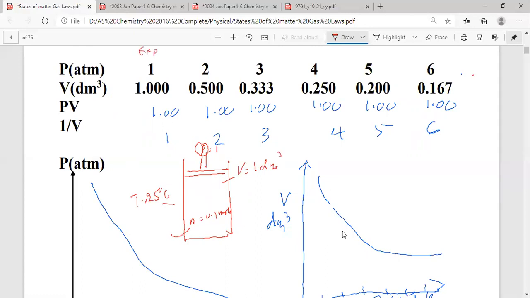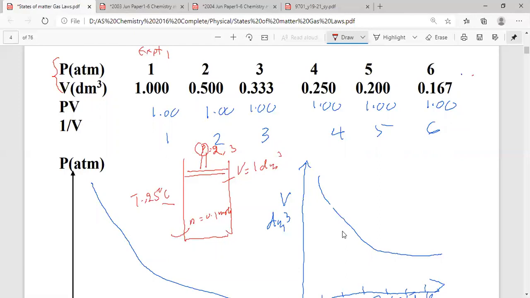This is experiment 1. In experiment 2, he increases the pressure to 2 atmospheres, and of course the volume decreases. He found the volume to be 0.5 dm cubed. In experiment 3, subsequently, the volume decreases to 0.33, and so forth, 4 and so forth. So these are the initial values of Boyle's experiment, remaining the same number of moles and same temperature.